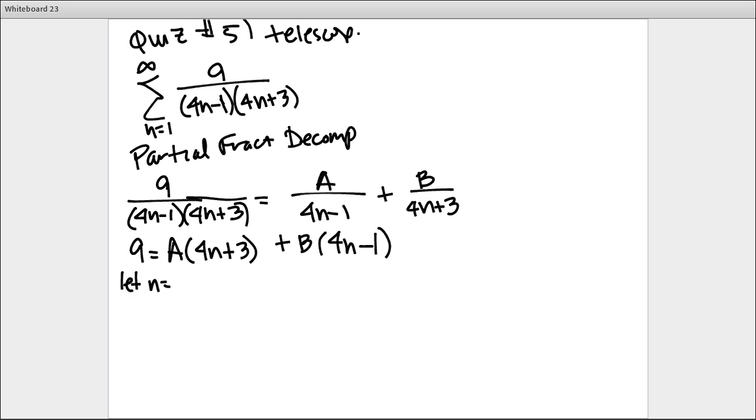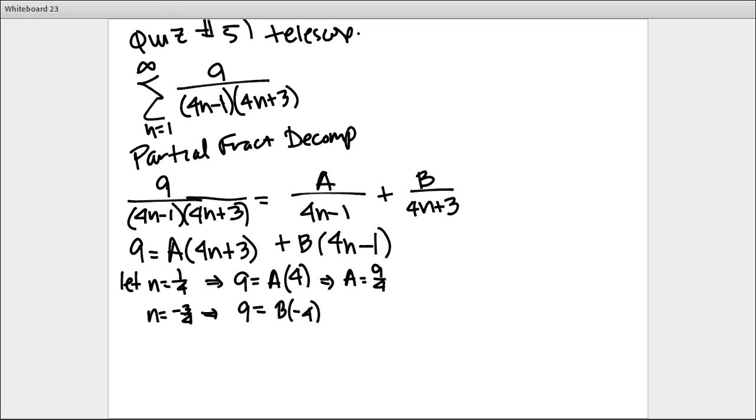And so then you let n equal something that'll make one term 0. If I let n equal 1/4, then the B will 0 out. You'll be left with 9 equals A times 4, so when you solve for A, you get 9 over 4. And when n equals negative 3 over 4, that's what would get the other term to be 0. So 9 equals B times negative 4, so B ends up being negative 9 over 4.